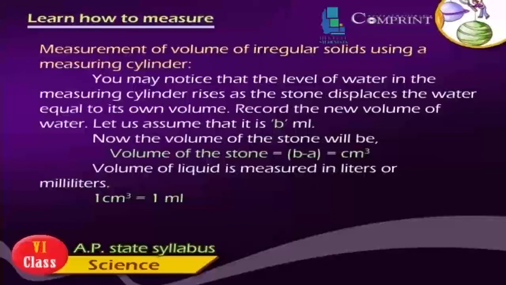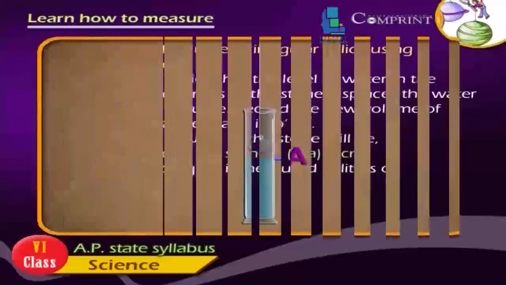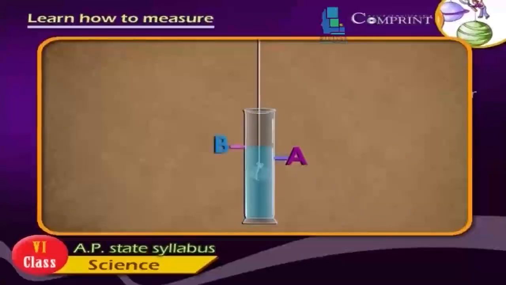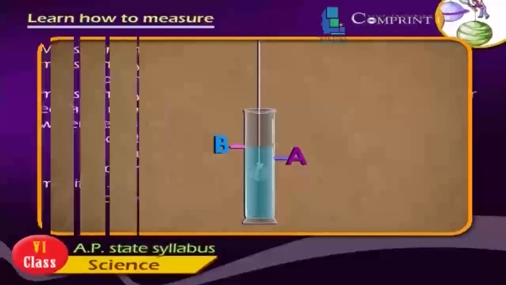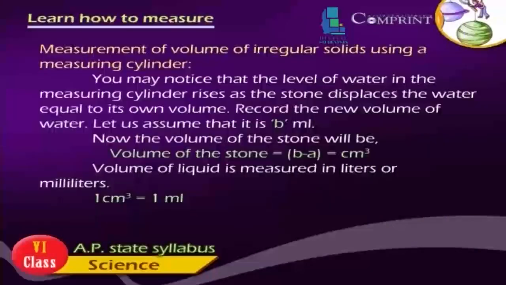You may notice that the level of water in the measuring cylinder rises as the stone displaces water equal to its own volume. Record the new volume of water. Let us assume that it is B ml. Now, the volume of the stone is equal to B minus A. Volume of liquid is measured in liters or milliliters. 1 cubic centimeter is equal to 1 milliliter.